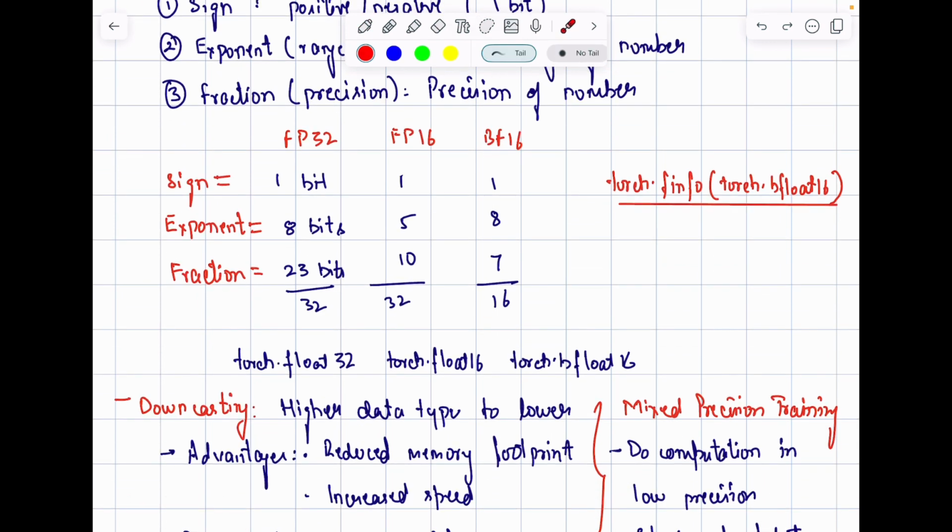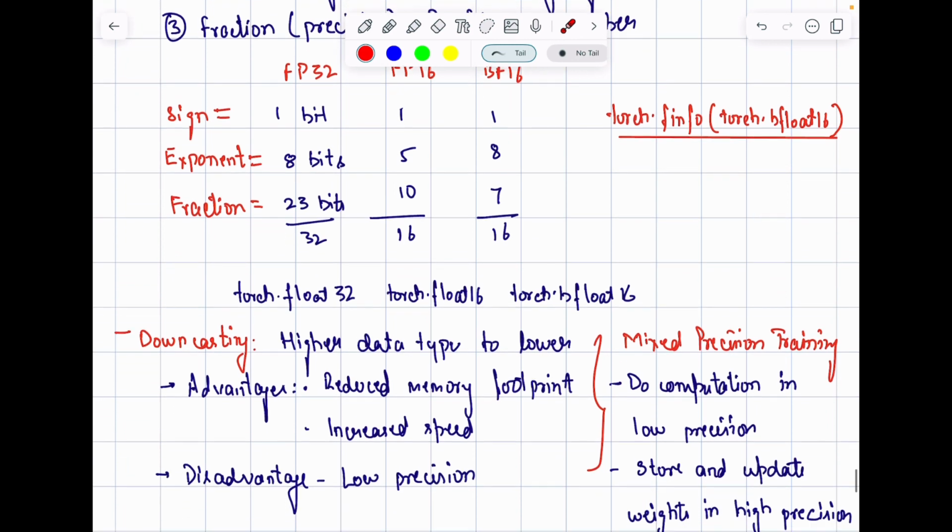So for example, here is a small table. Here we have floating point 32, 16 and something called BF16, right? So sign is again represented using 1 bit in each of these. For exponent, FP32 uses 8 bits, this uses 5, and this uses 8, right? And apologies, this should be 16. Okay, and all these bits eventually add up to either 32, 16 or 16, right? And similarly, for checking the details of a floating point data type, you can use torch.finfo and pass the floating point that you want to see.